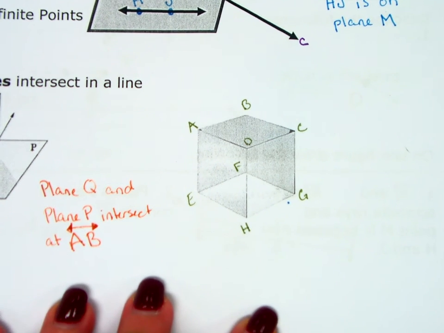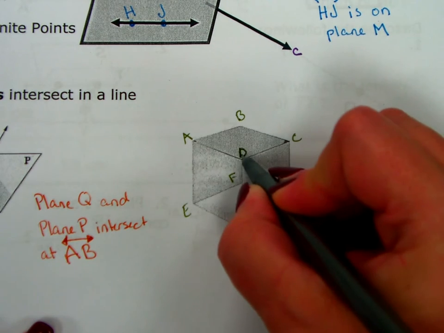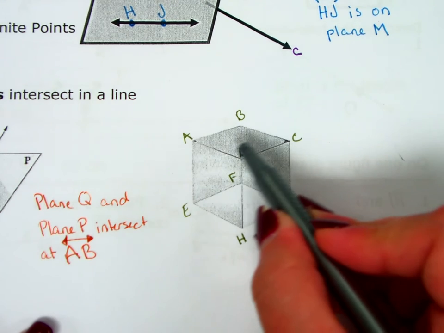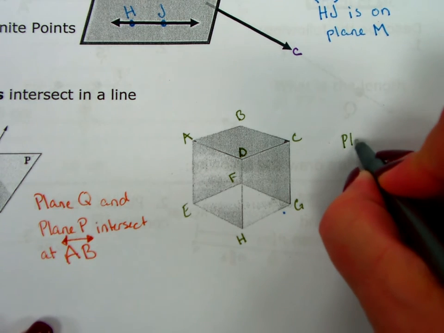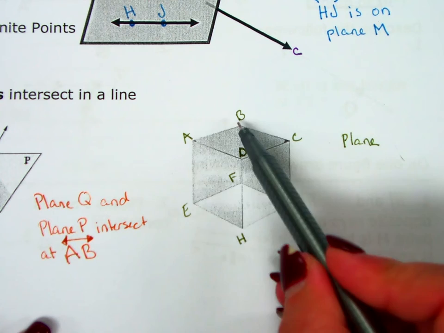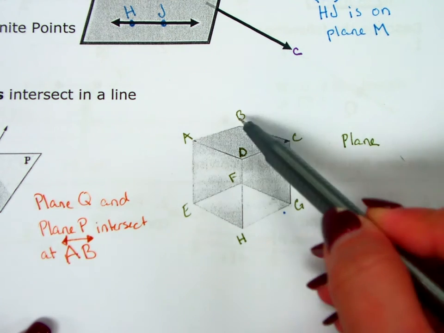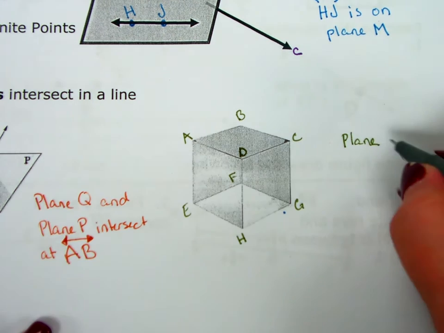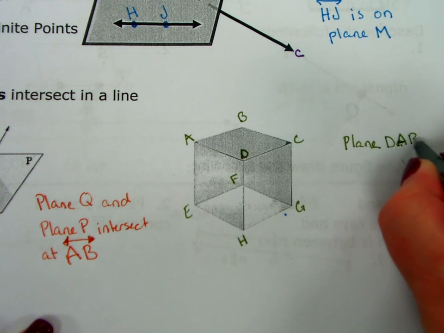And so to name a plane, let's say I wanted to name the top plane. All I have to do is pick 3 letters from the top. So I could go A, B, C. Or if I wanted to spell something, I could say D-A-B, plane DAB, right? I'm going to go with that. Plane DAB, capital letters.